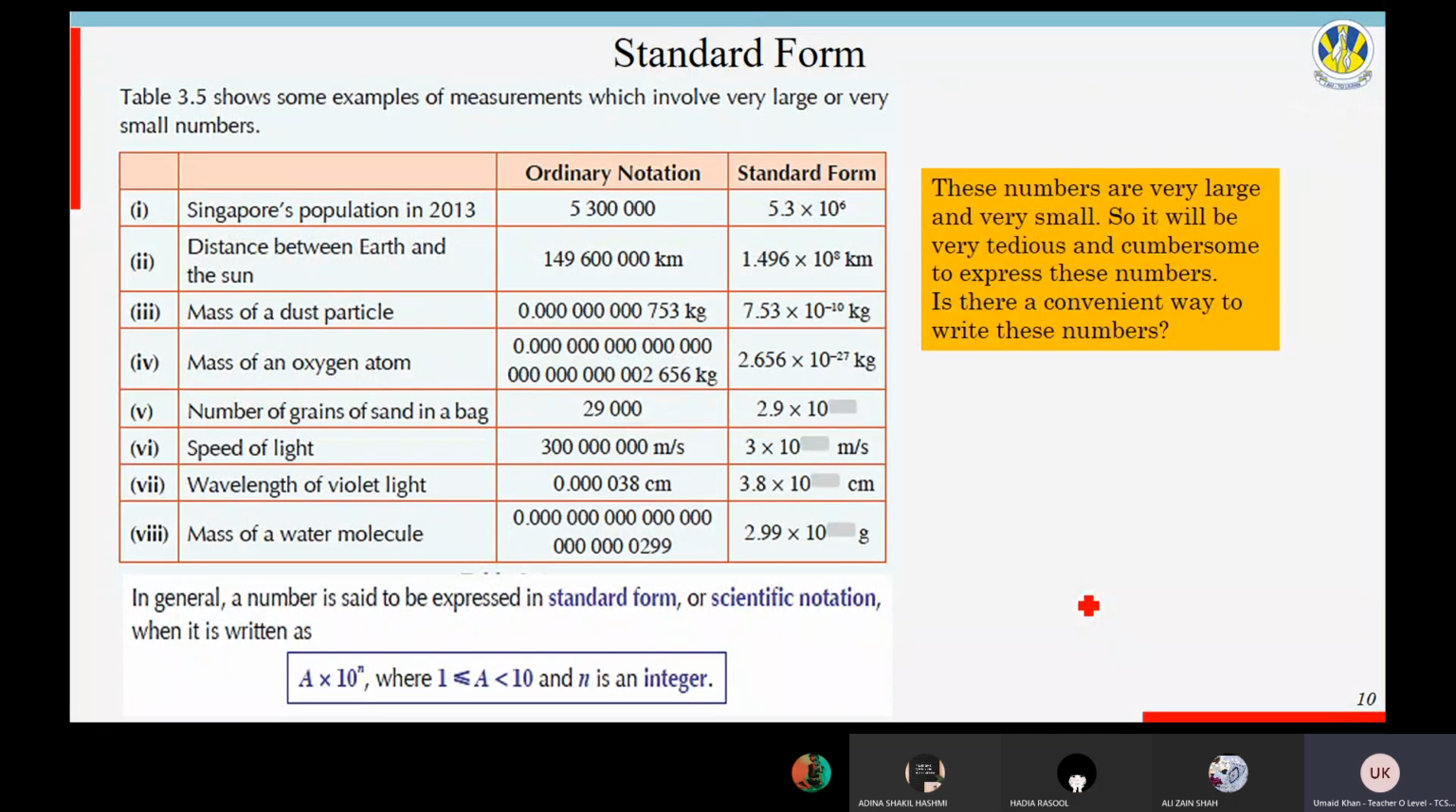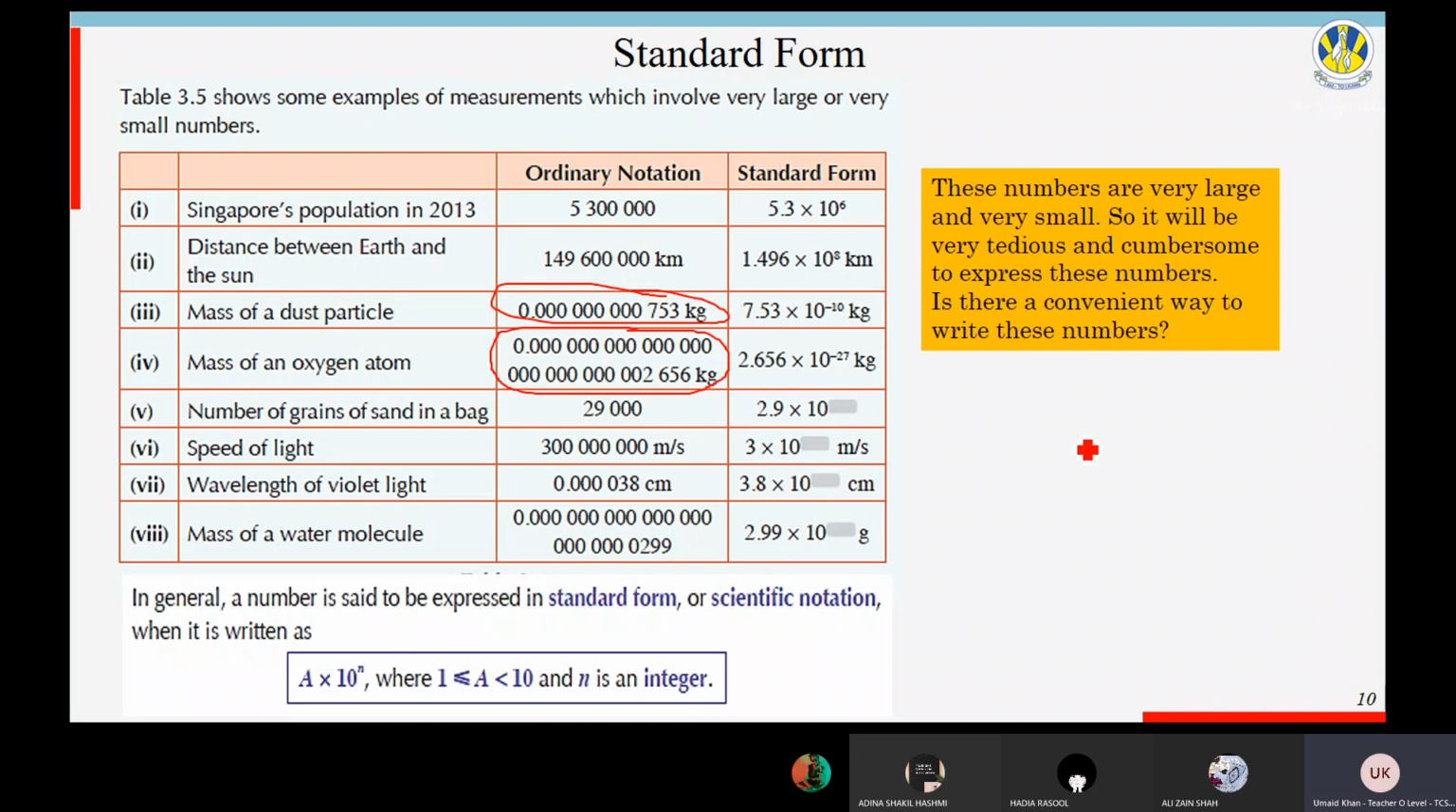This can be shown with the help of this table. Can you see this table in front of you in which 8 different values are written? Some values are very, very large and some values are very, very small. Suppose I had to write down this value, the mass of a dust particle, which is written here in row number 3. I'm going to encircle that value. You can see that this value is very, very small. And the same is true for the value below this row, the mass of an oxygen atom.